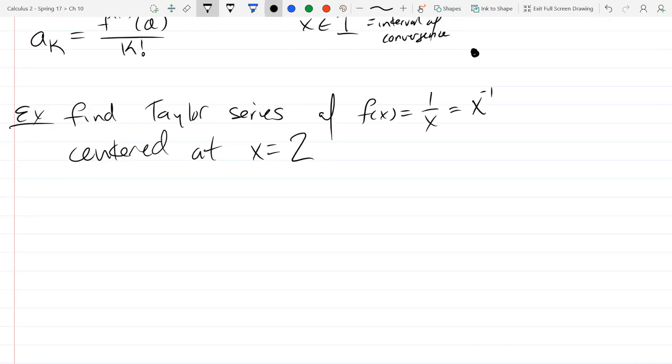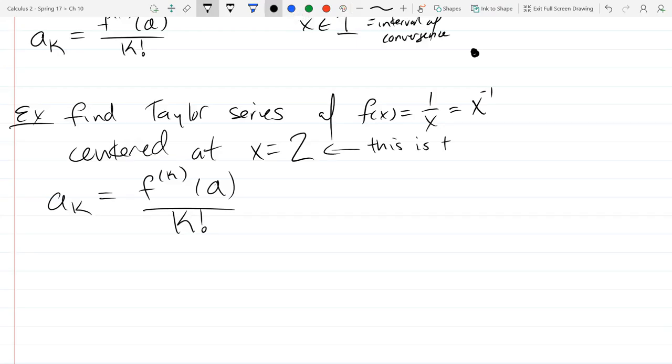So the first thing to figure out, we have to know what is a_k, and I'm just going to write the formula down again. Our a value in this problem is 2. A is where you're centered. Go ahead and plug in 2 here.